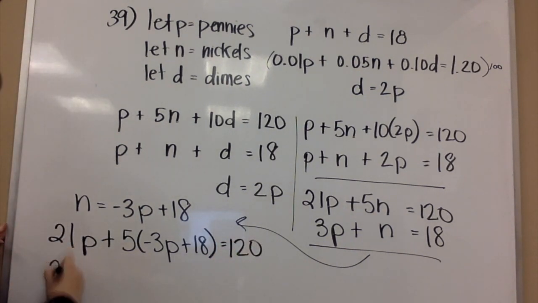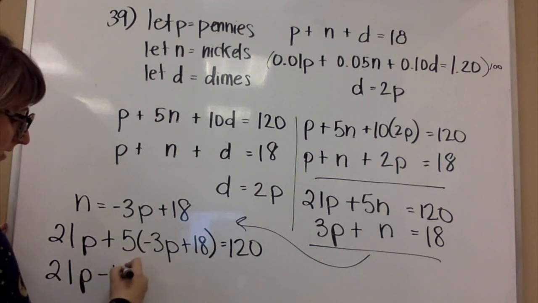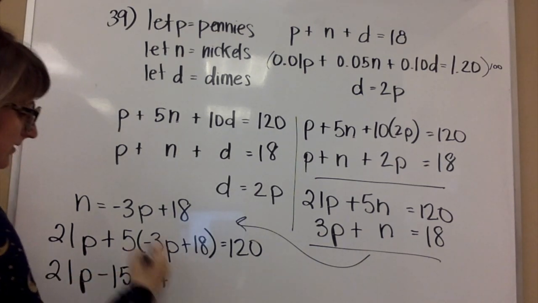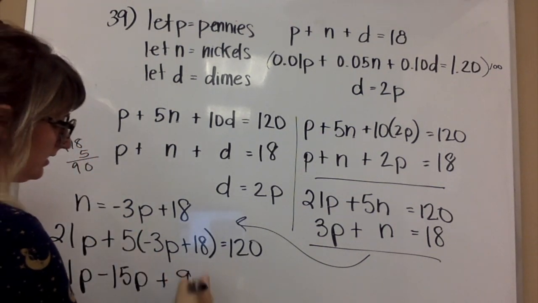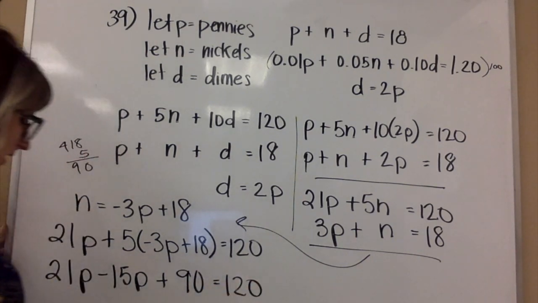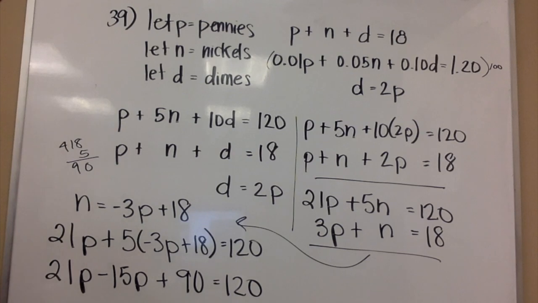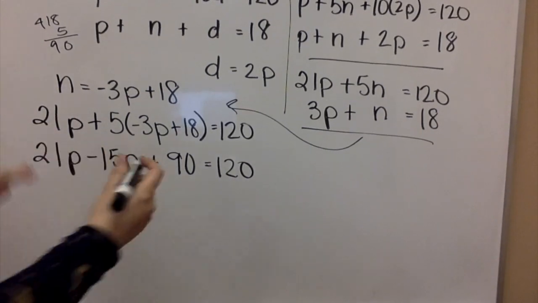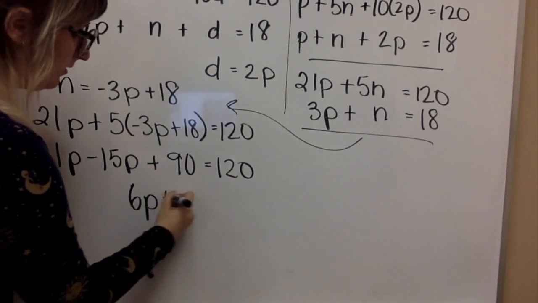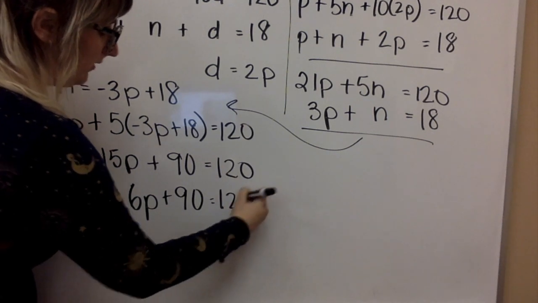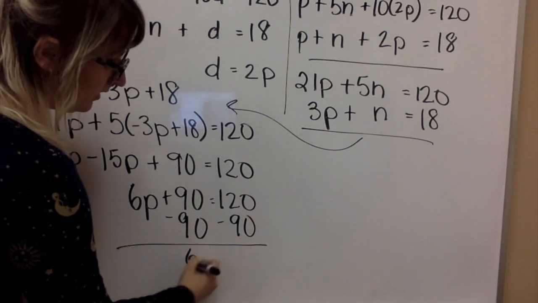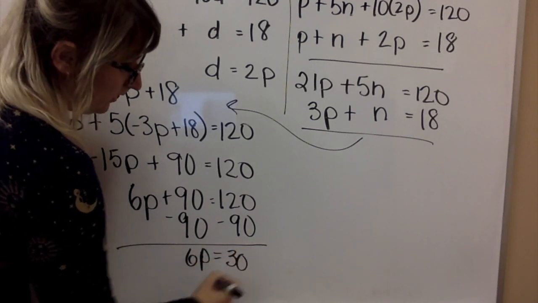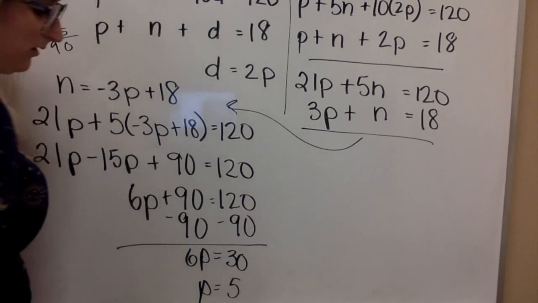And then I have 21p minus 15p plus, and then I'm going to do 18 times 5 over here. It gets me 90 equals 120. I'm going to find 21 minus 15. I think that's going to get me 6. Okay, so then I have 6p plus 90 equals 120. Subtract 90. 6p equals 30. So p equals 5.